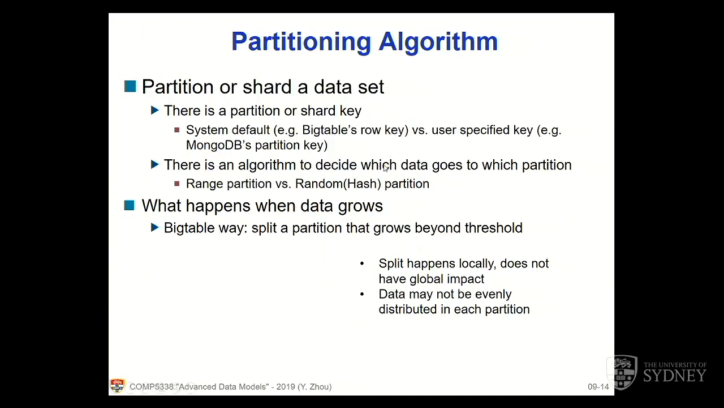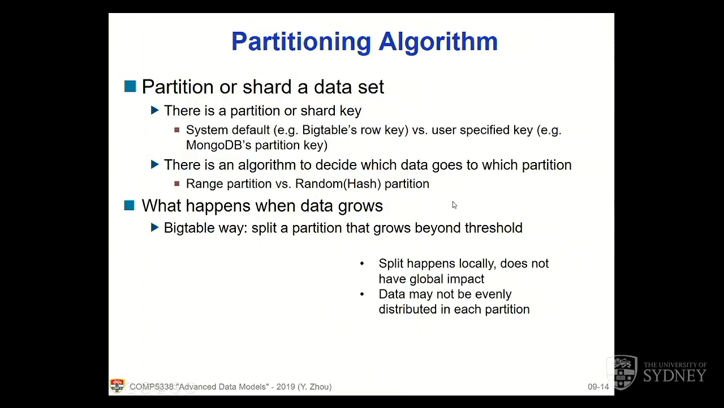Once the sharding key or partition key is decided, there's an algorithm to decide which data goes to which partition. It could be range partition, like Bigtable, where each tablet is supposed to store a range of the row keys. MongoDB also has range partition, where each chunk is supposed to store a range of keys, and each shard consists of multiple chunks.